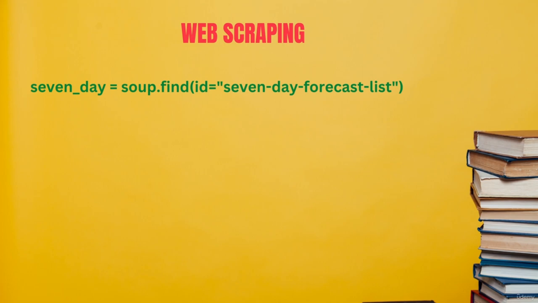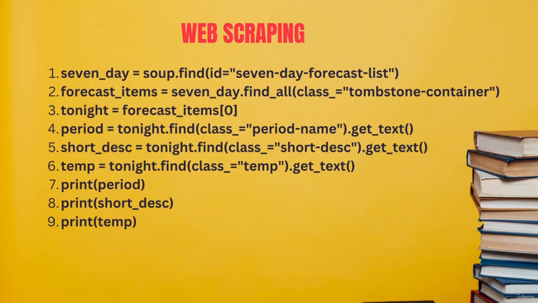First, let's scrape the first day's information. To do that, it is in the first element of the list. So we get the first element, then find by the class name for period and get its text. Do the same for description and temperature. Since we can do it for a single data, then we can do it for all the list items.